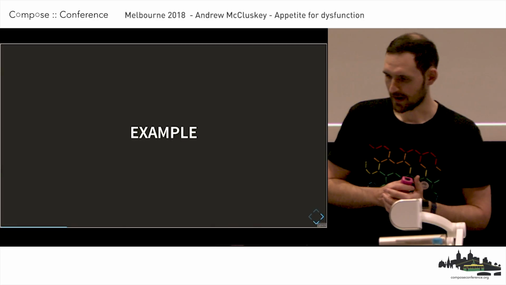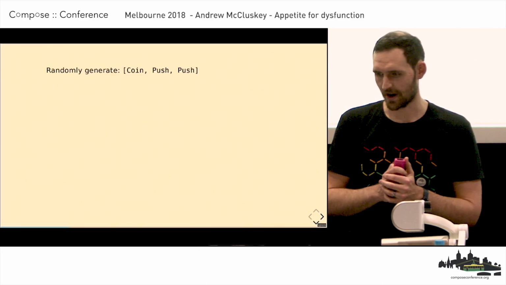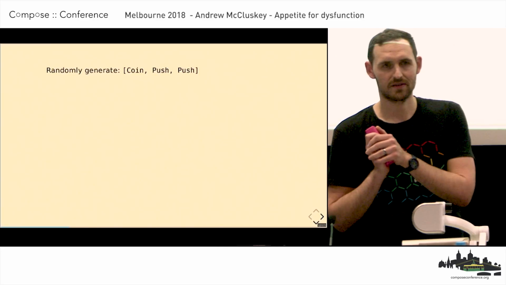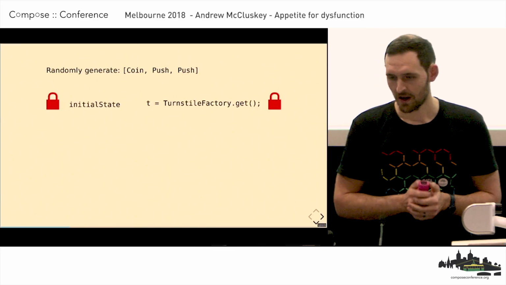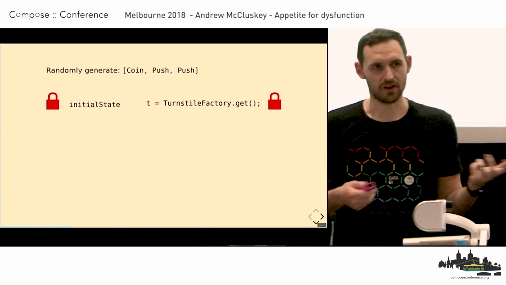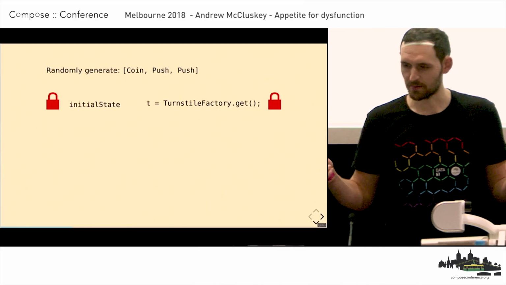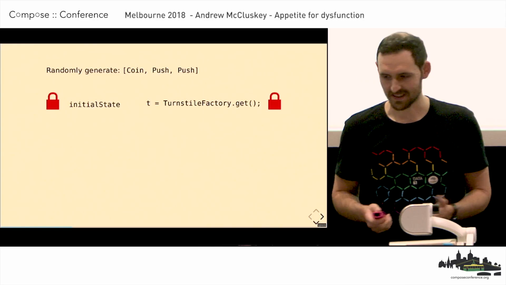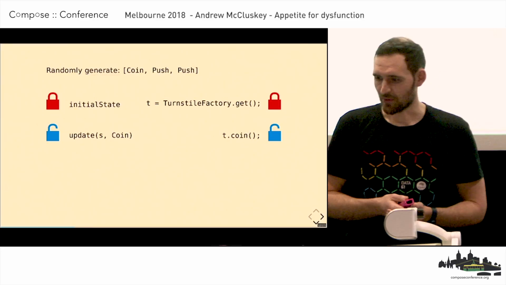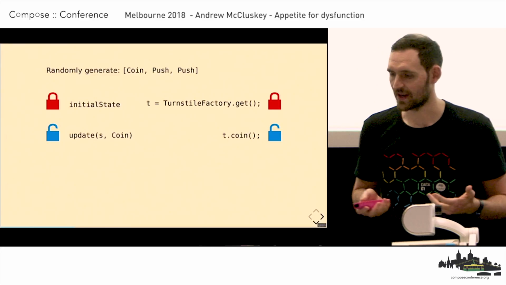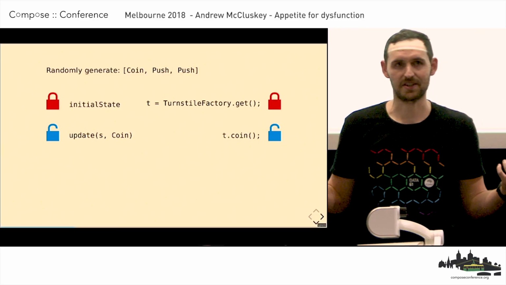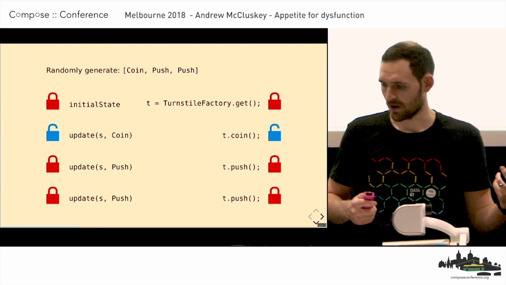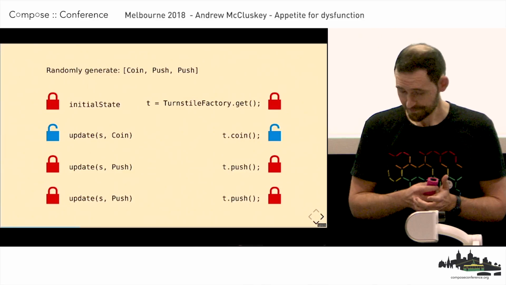So again, an example will hopefully make this clearer. In this example, we're going to pretend that we've randomly generated the inputs coin, push, and push for our turnstile. We initialize our model state on the left, and we initialize our enterprise turnstile solution on the right. They both come out locked at the beginning, so far so good, everything lines up. We process our first input, in this case the coin, and we can see both our model and the application have gone through a state change and they're now unlocked as we'd expect. And so on and so forth. We push, it does what we expect.